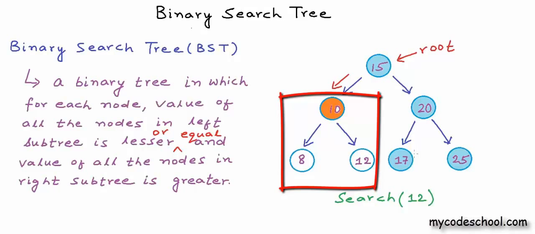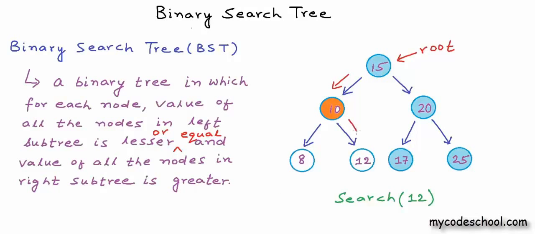So we have reduced the search space to only these 3 nodes having value 10, 8 and 12. Now once again we'll compare 12 with 10. We are not equal. 12 is greater. So we know that we need to go looking in right subtree of this node with value 10. So now our search space is reduced to just 1 node. Once again we will compare the value here at this node and we have a match.